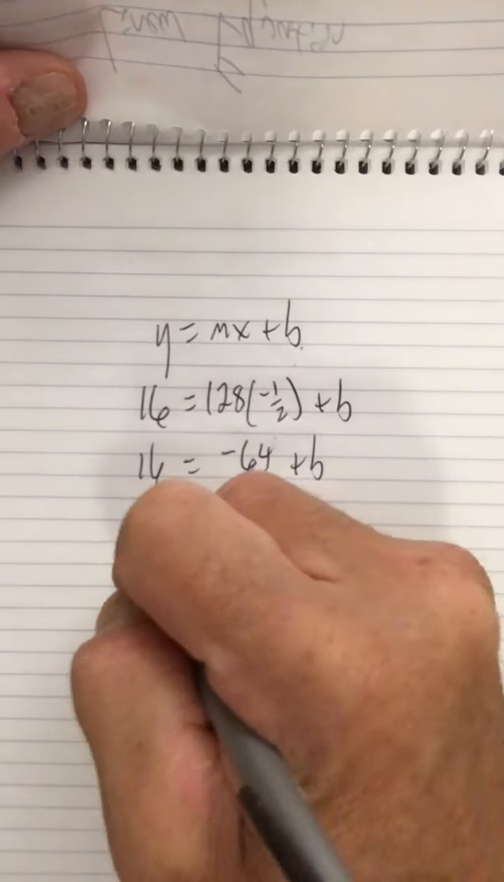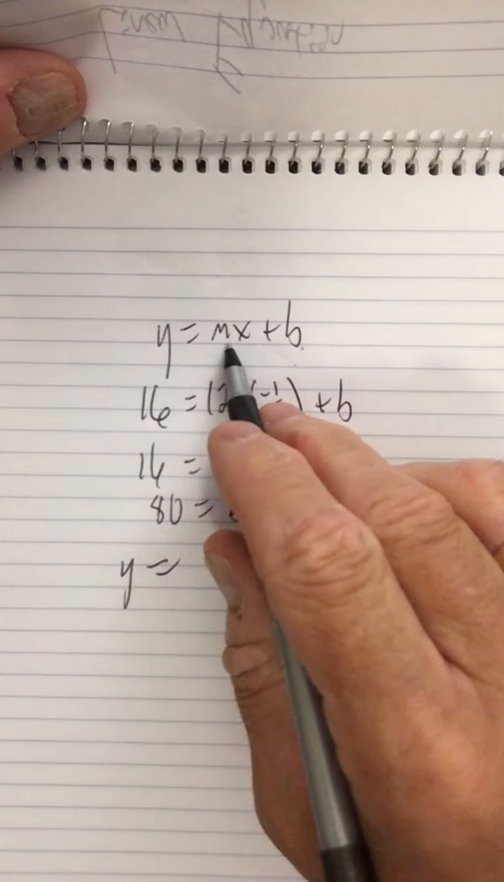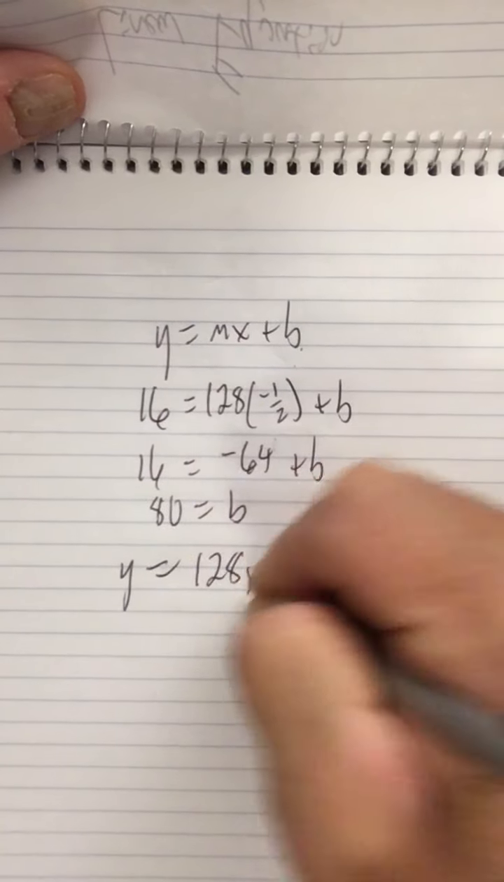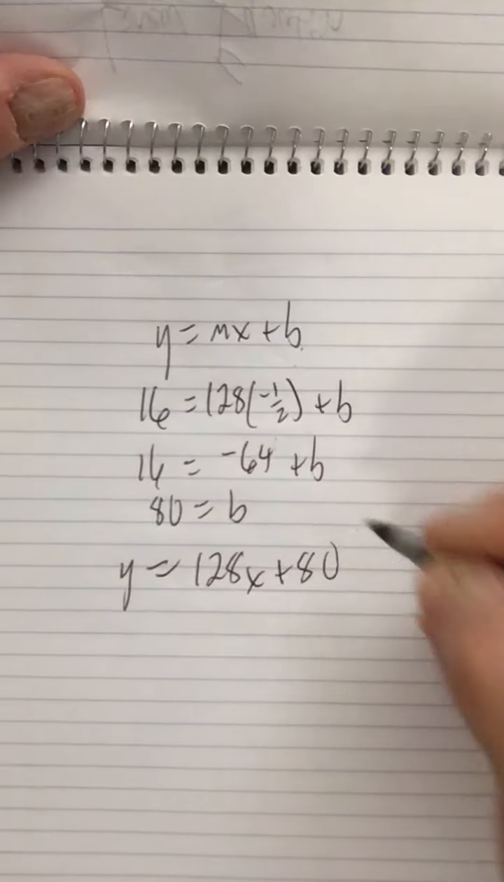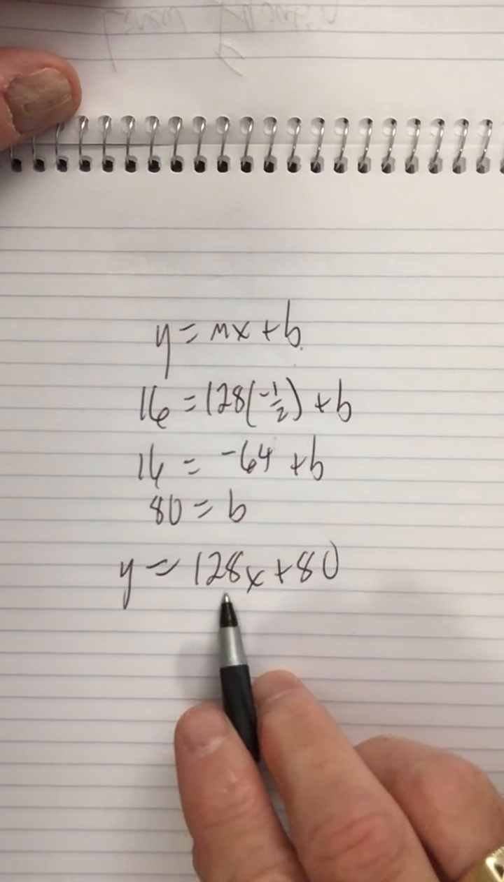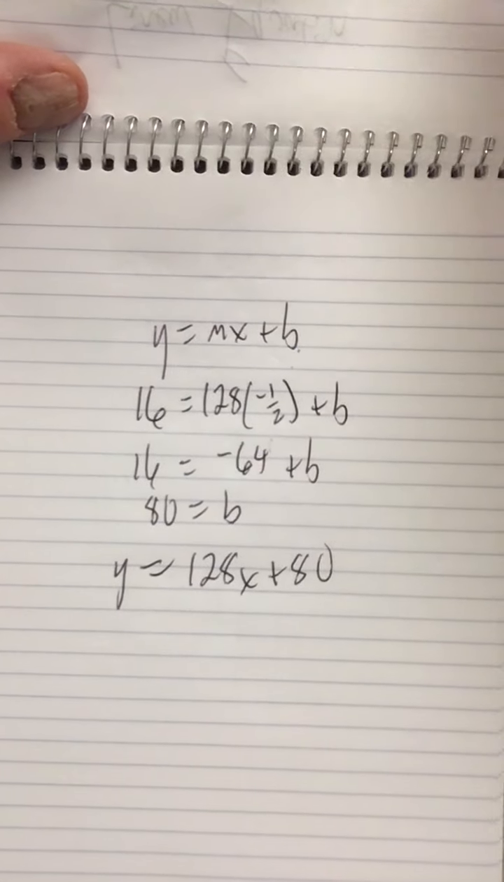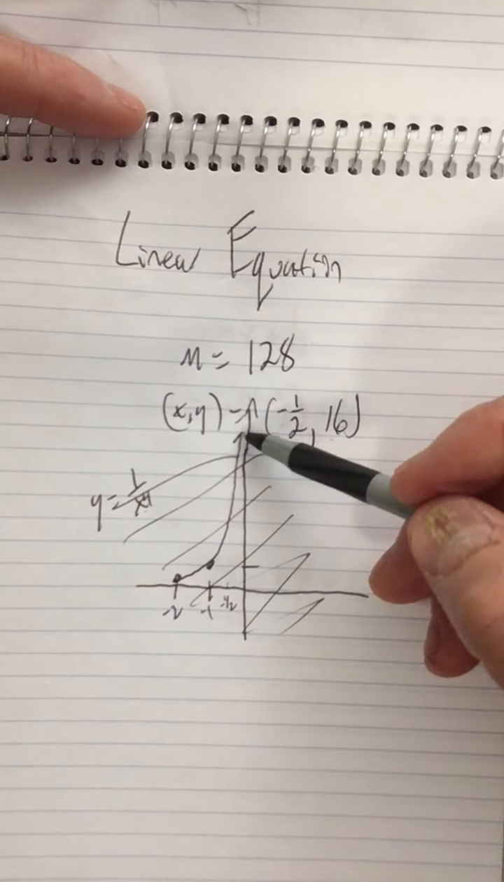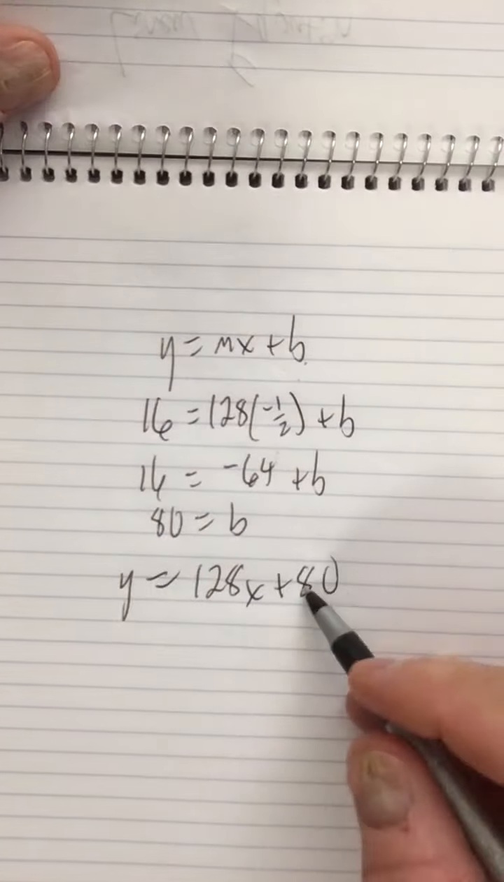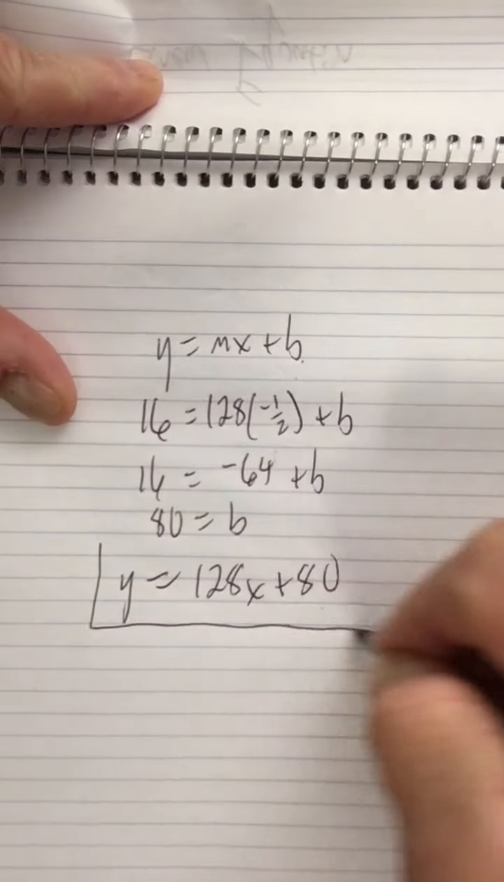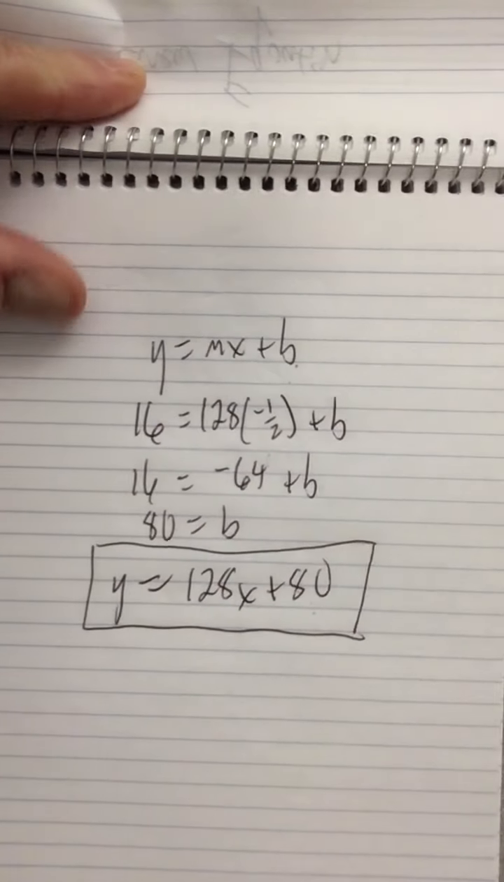And so what's the equation? Well, remember to write the equation. The M is 128, and the B is 80. So super steep and crosses at 80. Yeah, that makes sense, because remember the point was way up at negative 1/2, 16, and it's super steep, so it's going to go way high before it crosses the y-axis. So there's your tangent line.